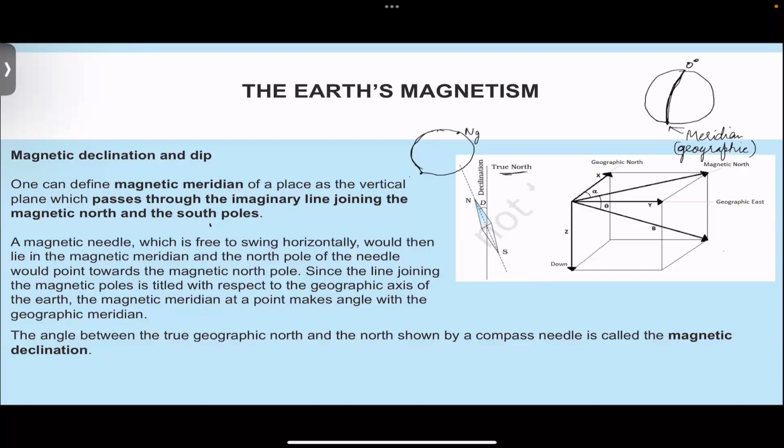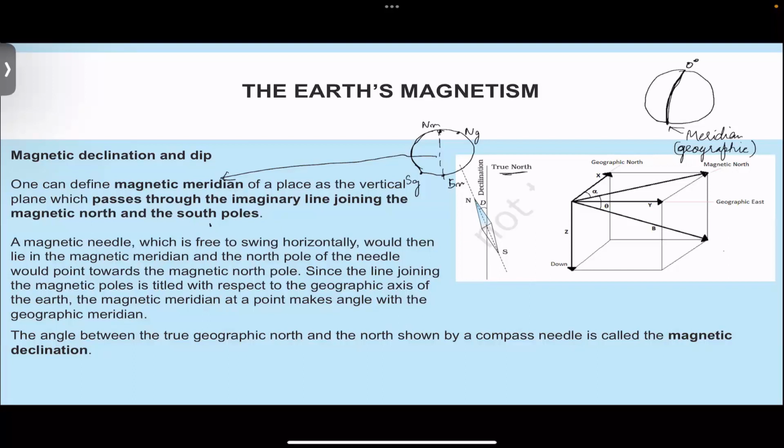Okay, this is your geographic south, this is your magnetic north, and this is your magnetic south. So this line, the line which is joining them, is going to be called the magnetic meridian.